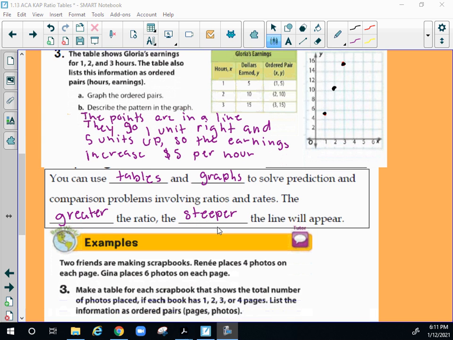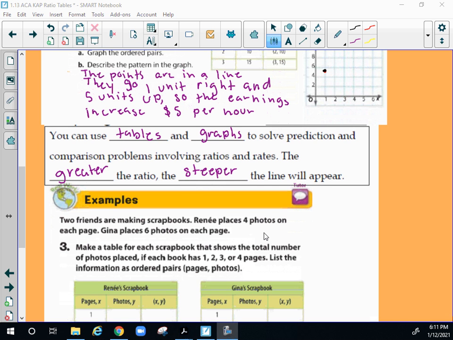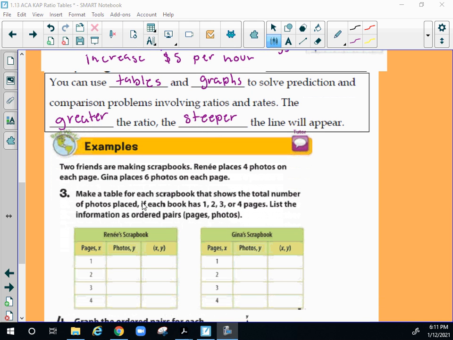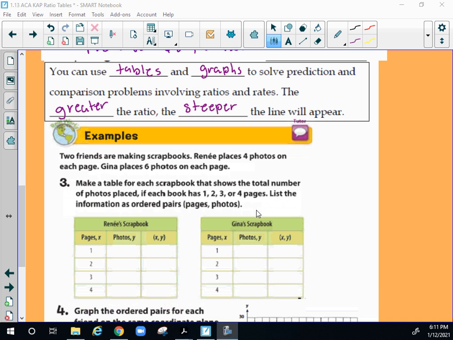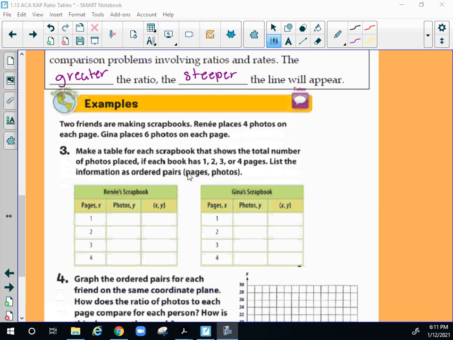And the next example says, 2 friends are making scrapbooks. Renee places 4 photos on each page. Gina places 6 photos on each page. Make a table for each scrapbook that shows the total number of photos placed if each book has 1, 2, 3, or 4 pages. List the information as ordered pairs, with pages being your X and photos being your Y.